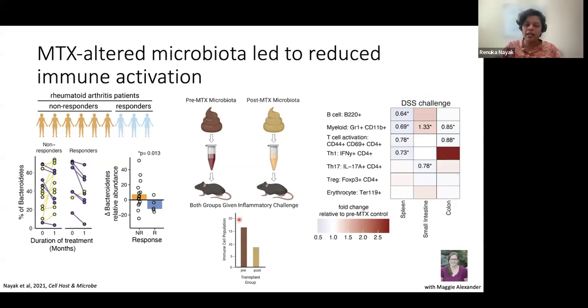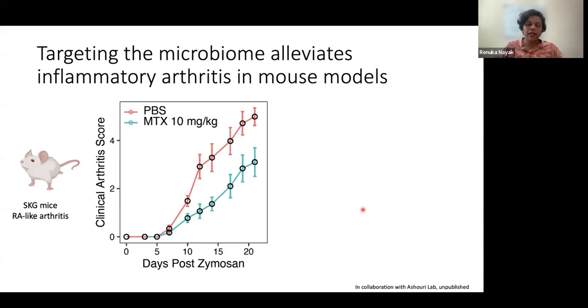And what we were seeing in this DSS colitis model is that there was less immune activation. So this is the study that supports the hypothesis that methotrexate is acting on the microbiota to affect the host immune system. And that was cool because it suggests that methotrexate not only acts on the host, but can act on the microbiome as well to alleviate inflammation. So that led us to look at whether we can recapitulate that in mouse models.